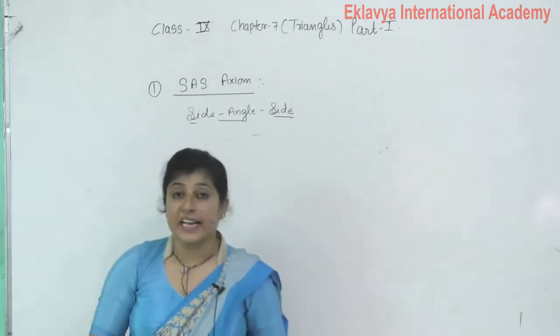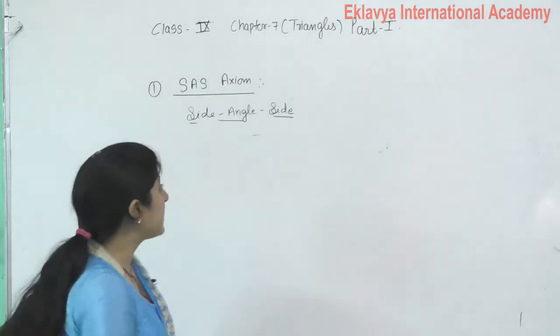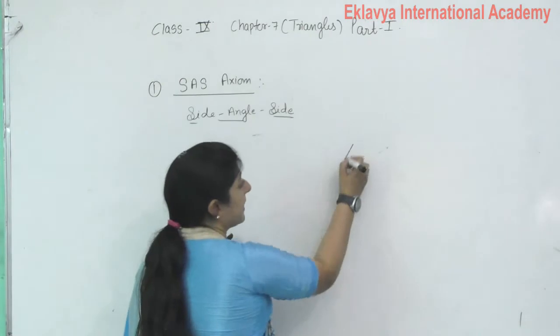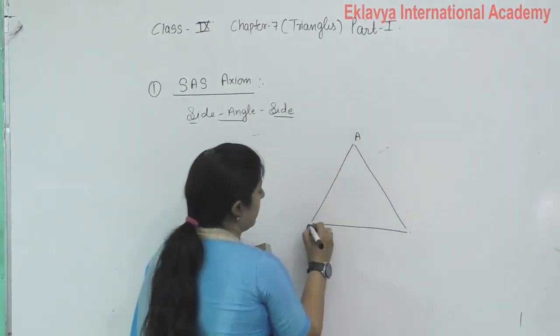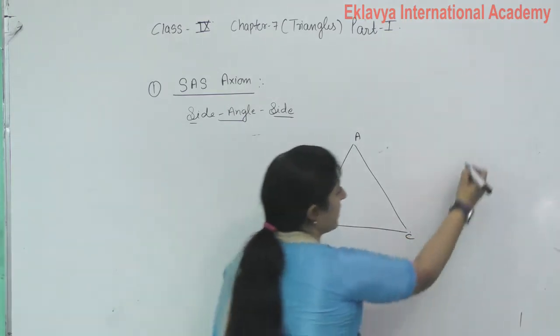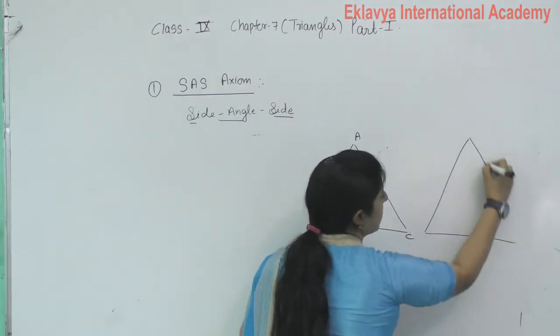SAS, side angle side. See, what is the meaning of this axiom? What is the statement? I take two triangles, triangle ABC and triangle PQR.